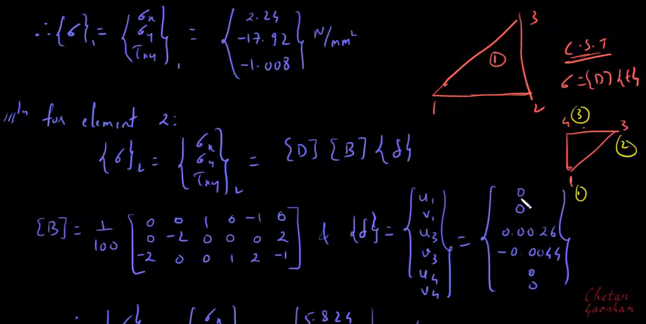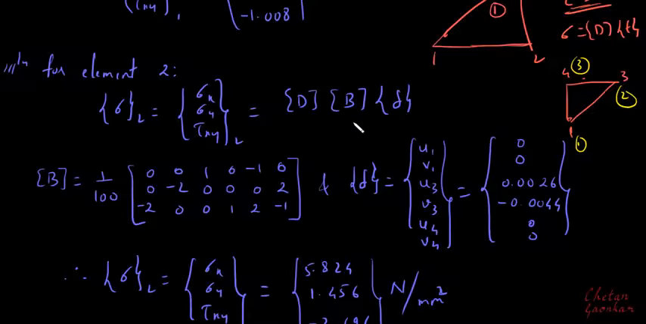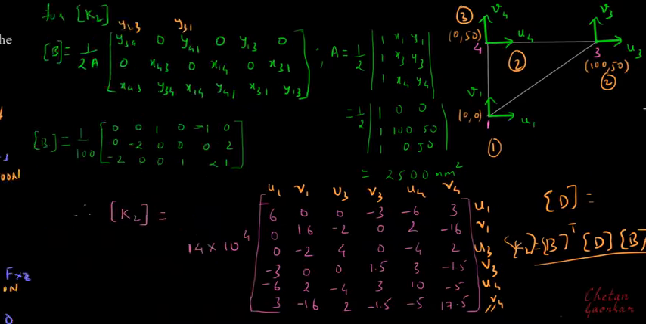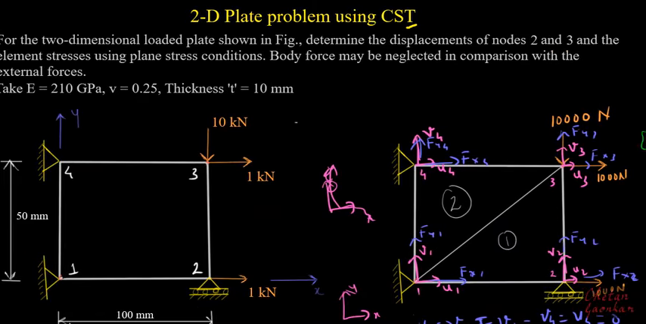After this, we know that u1 v1 is 0, u3 v3 we have obtained the values, and u4 v4 is 0. Once we have all these values, we carry out the multiplication in this form. The size of this B matrix is 3 by 6, and the size of this displacement vector is 6 by 1. So finally we should get the size of this stress matrix as 3 by 1, which turns out to be a column vector. So this is how we can solve a given plate problem or any two-dimensional problem by using a CST element.